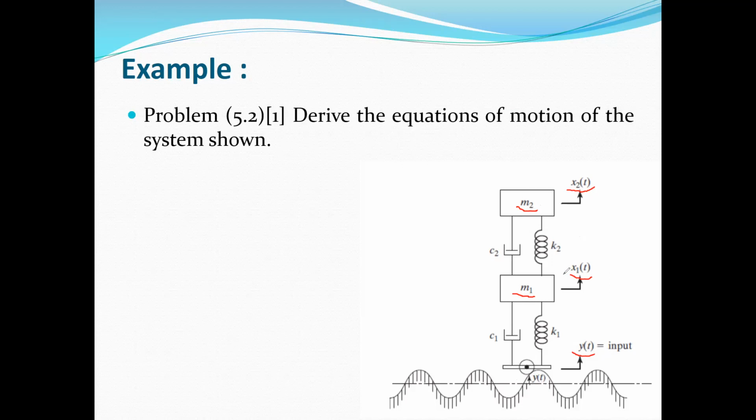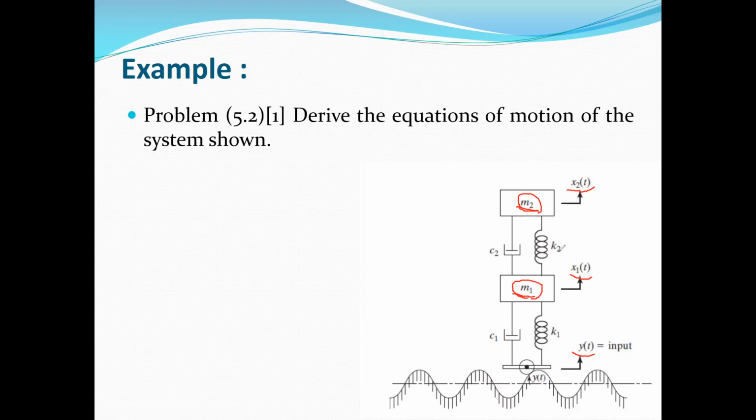So to extract the equation of motion, we can write Newton's second law separately for mass m1 and m2, and for each mass we can write Newton's second law in the vertical direction.